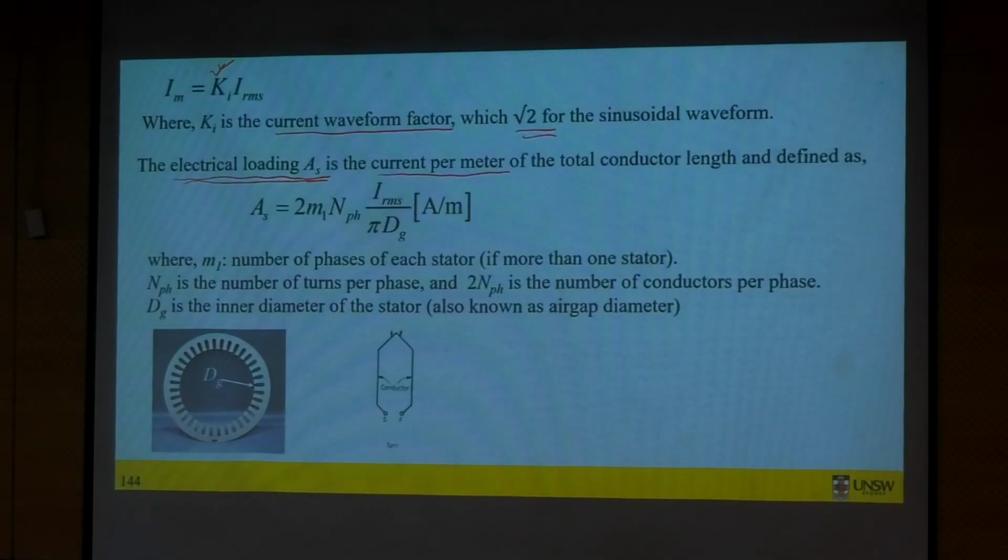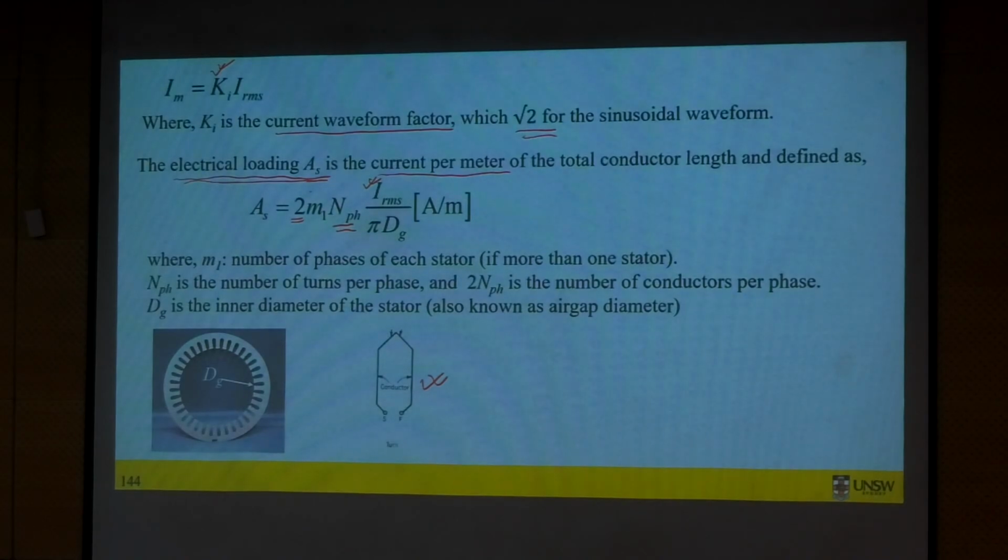So how do we find current per meter? I have IRMS, the current flowing through each of your conductors, right? So you may have a number of turns. Two conductors form one turn, right? This is a turn we define. So two sides of the conductors together give you a turn. That means number of turns multiplied by 2 gives us the total number of conductors.